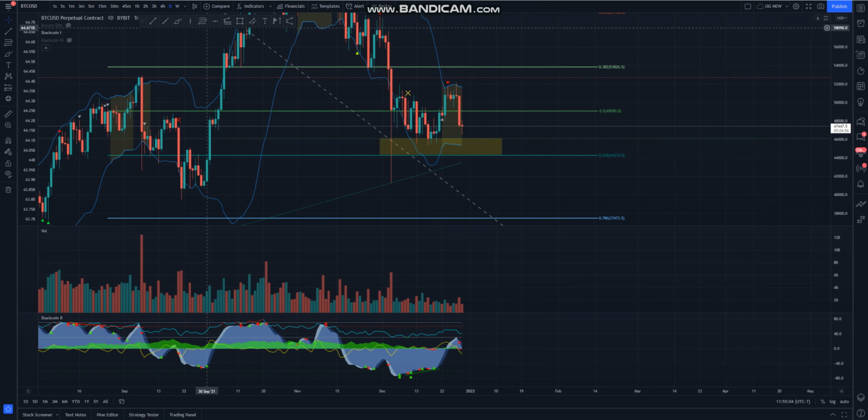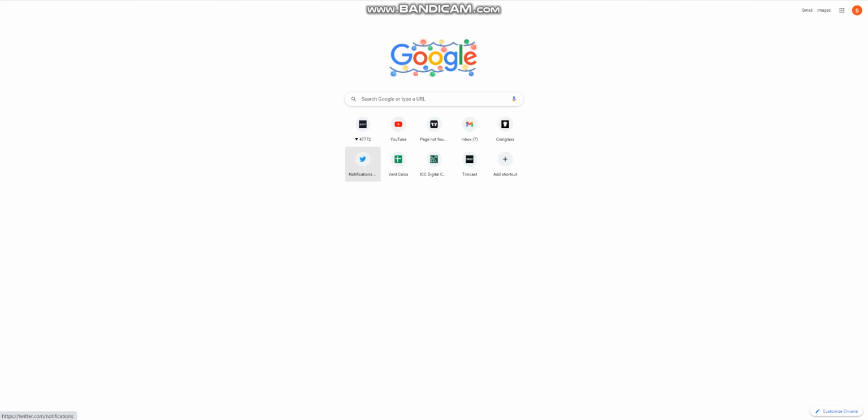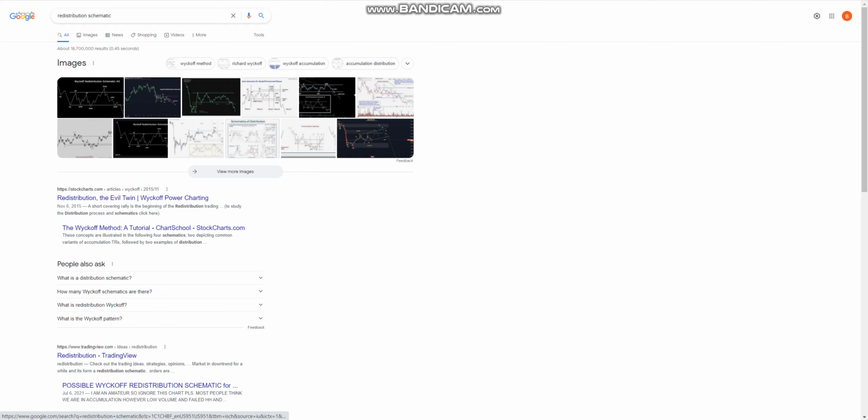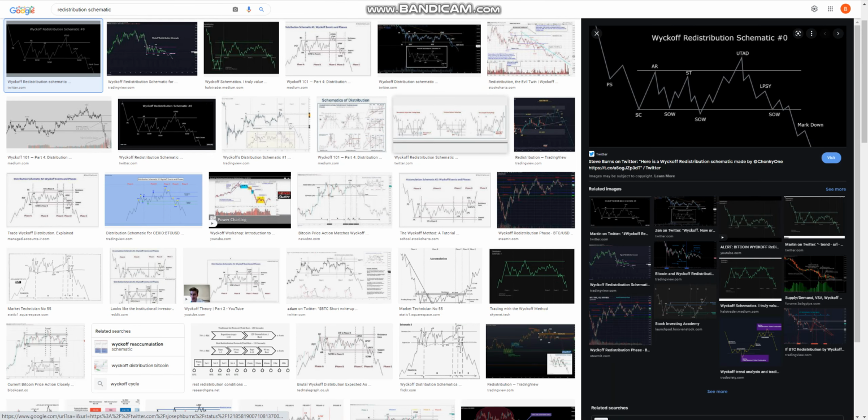I don't like this pattern. I've seen this many times. This downward, and then it goes up and wrecks all the liquidity in both these levels. This is pretty much a classic redistribution. We can check. It's basically this classic one. I see it all the time, right?